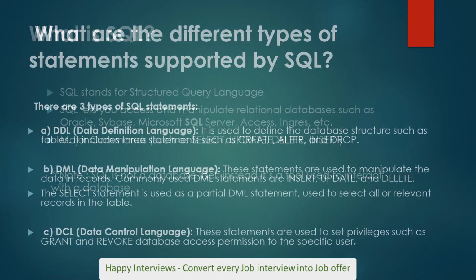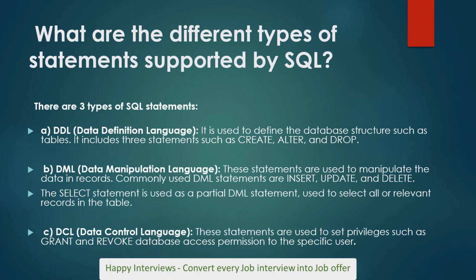Next question. What are different types of statements supported by SQL? So there are three types of statements: DDL, DML and DCL. DDL stands for data definition language. It is used to create the database structure such as tables. It includes three statements: create, alter and drop.